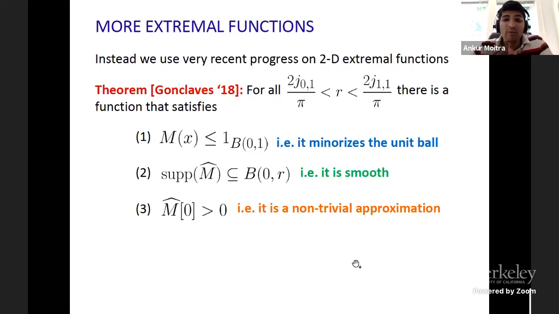So this is kind of a mouthful, but let's try and digest this by saying some trivial things. What if I ignored the third condition? So I want a function m of x that minorizes the indicator of the ball, and it should have bounded Fourier transform. Well, if I ignore the third condition, then there's an easy way to do that. m of x is equal to 0. That works, right? So the third condition says that I want to do strictly better than the all zero function.